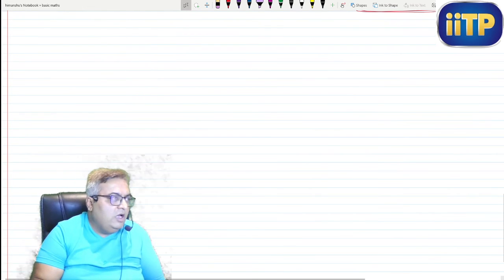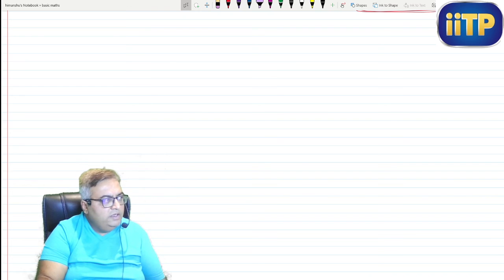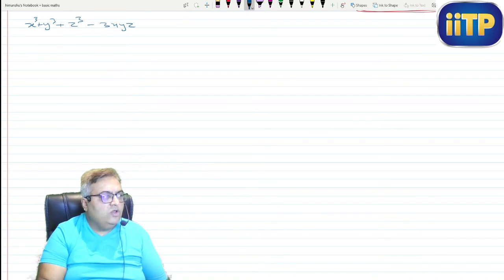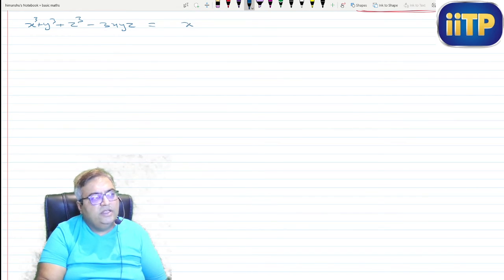Now, in this part I will just add two more things. One thing is, what is the expression for x cube plus y cube plus z cube minus 3xyz? It factorizes into x plus y plus z into x square plus y square plus z square minus xy minus yz minus zx.